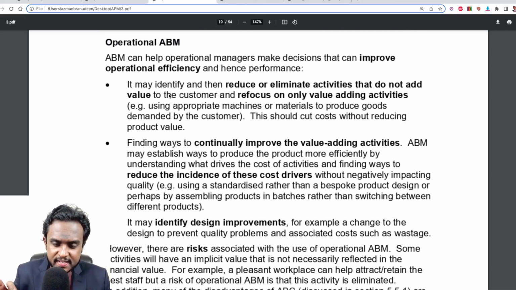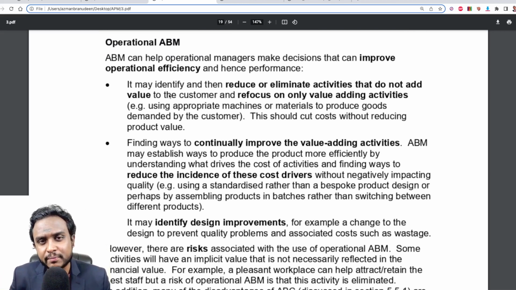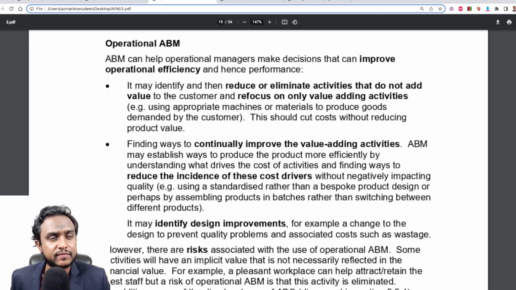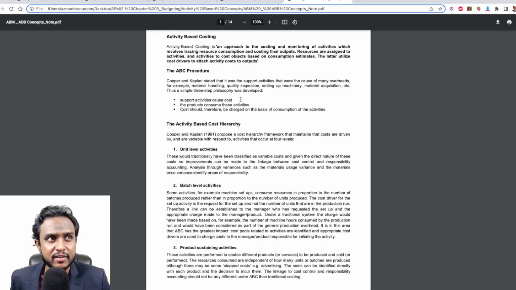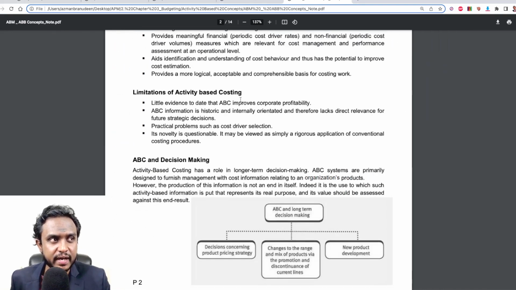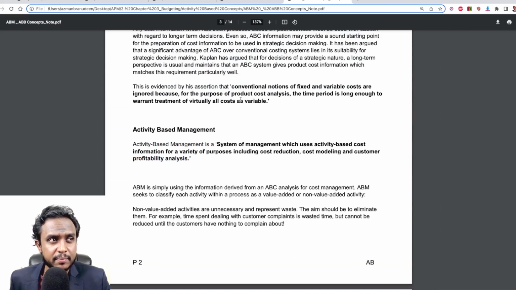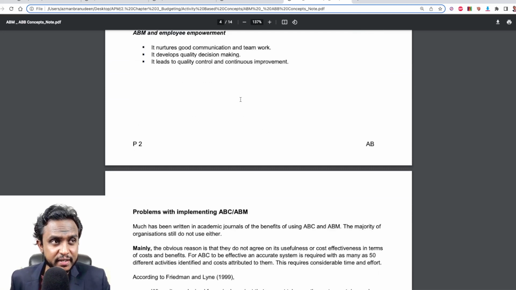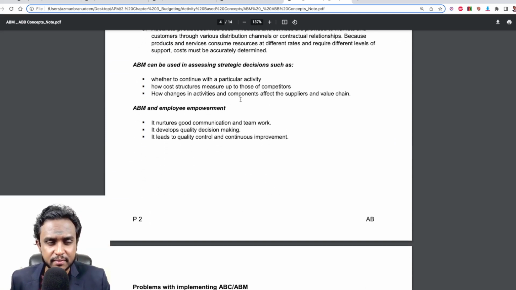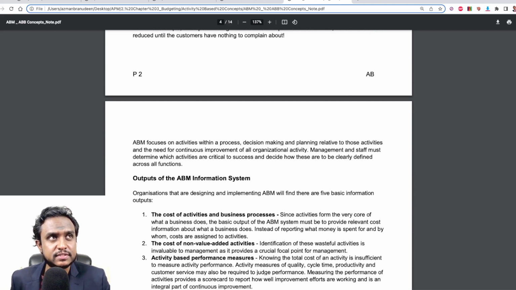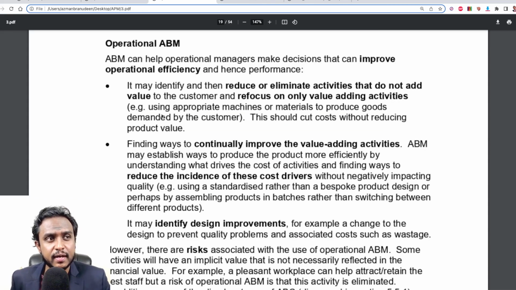Okay, so as we use ABC information to make better decisions operationally and strategically, when we use it operationally, we call it operational ABM. And when we use it strategically, we call it strategic ABM. So you have a few ways of descriptions under operational ABM and strategic ABM. There's a separate note that is generally shared in your case for my P2 students. So I'm going to share it with you as well. You can take a look at it. You can print it. You can read it. It's a better summary and a better presentation of information with some additional information also from outside.